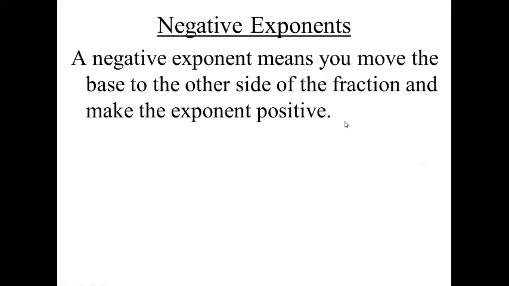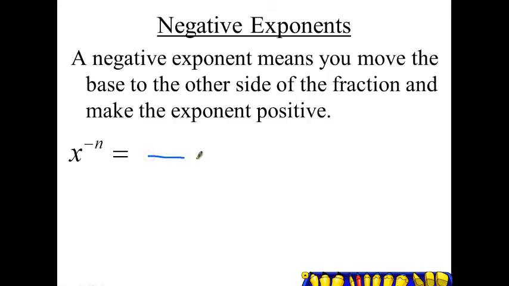So a negative exponent means you move the base to the other side of the fraction and make the exponent positive. So if you have x raised to negative n, and this is our fraction bar, this is in our numerator, you move this down and lose the negative sign. So x raised to negative n is 1 over x raised to n.